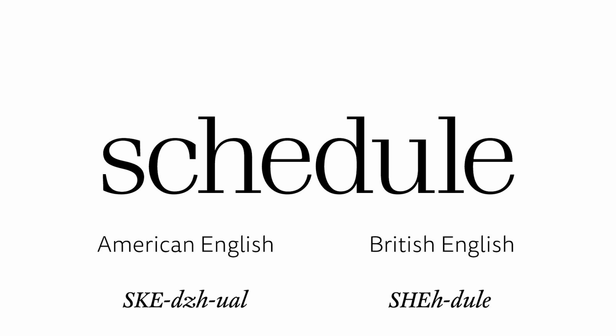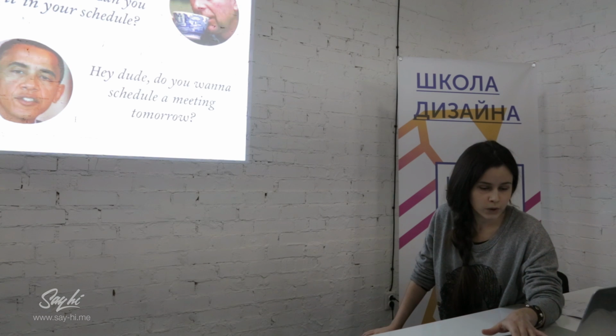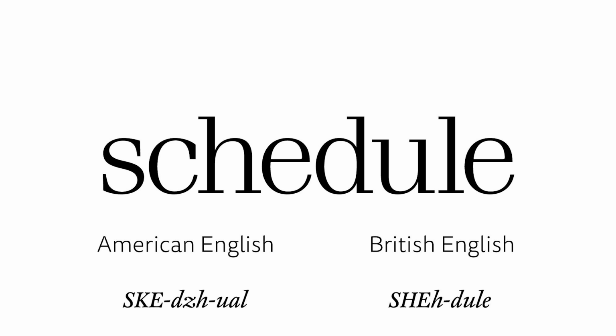This one has always been tricky. So if you're British, or if your client is British, he'll say, all right, mate, fancy some 5 o'clock tea. Can you fit that in your schedule? And if your client is American, he'll say, do you want to schedule a meeting tomorrow? So if they're American, they'll say schedule. If they're British, they'll say it poshly, they'll say schedule.